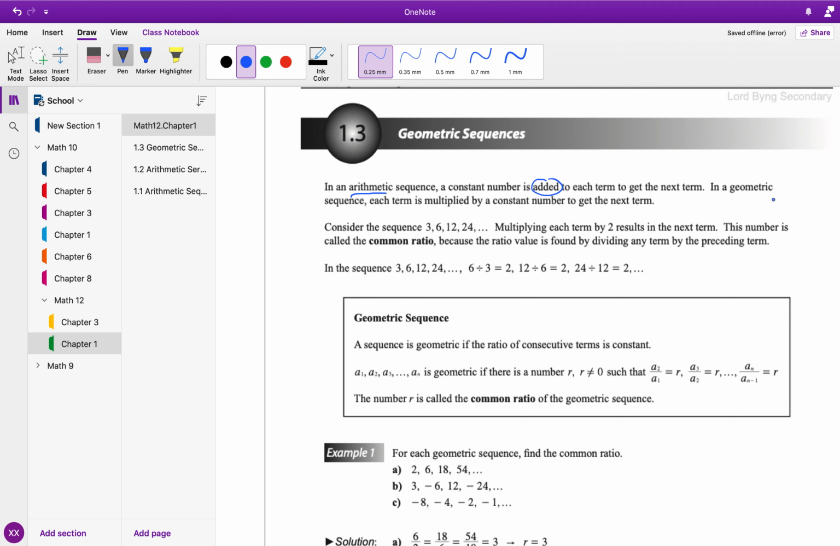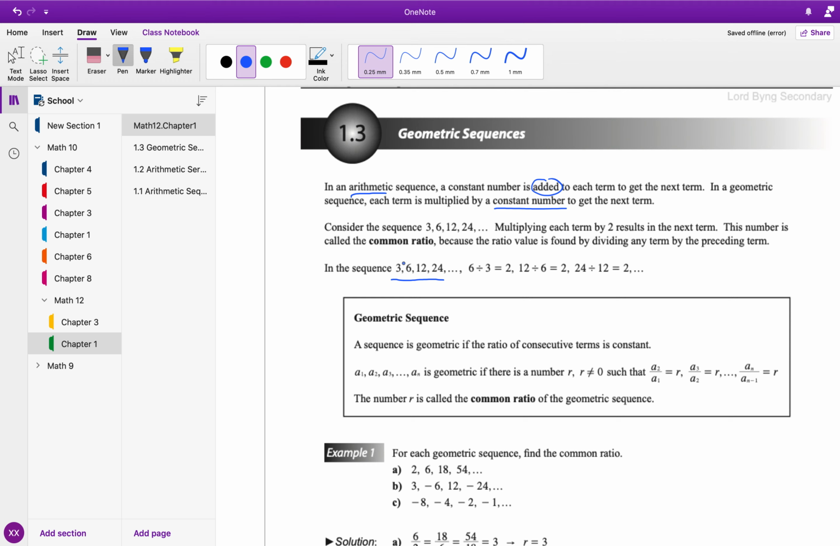However, geometric, now we're talking about multiply. The first number is always multiplied by a constant number to get the next term. In other words, we divide the second term by the first term and get a number, and then the third term divided by the second term will be the same number. In that case, this list of numbers is a geometric sequence.